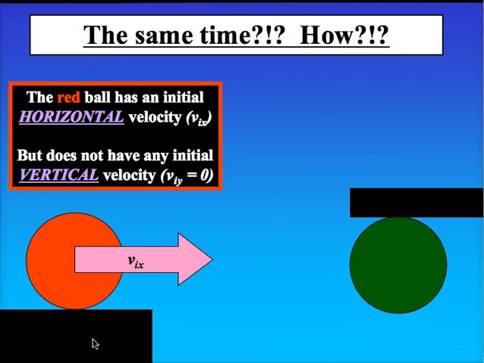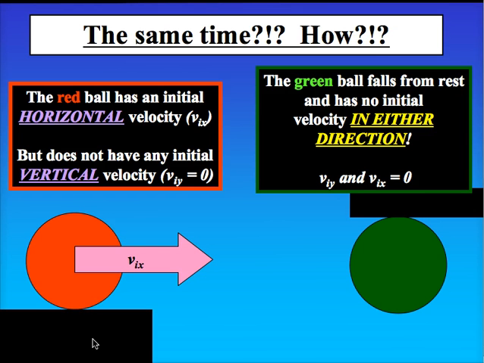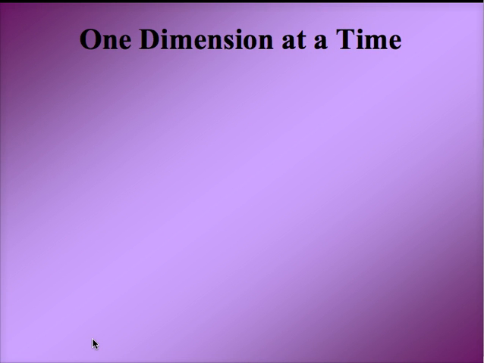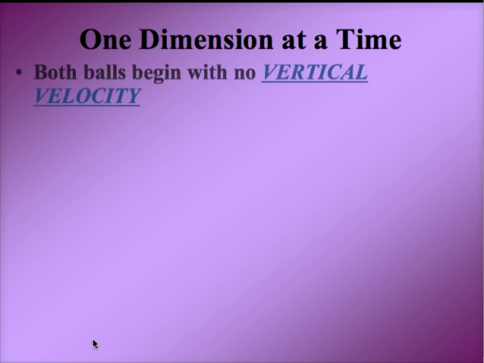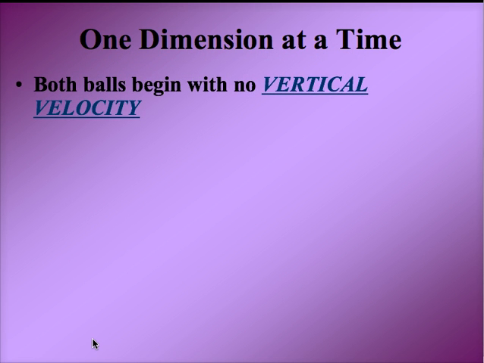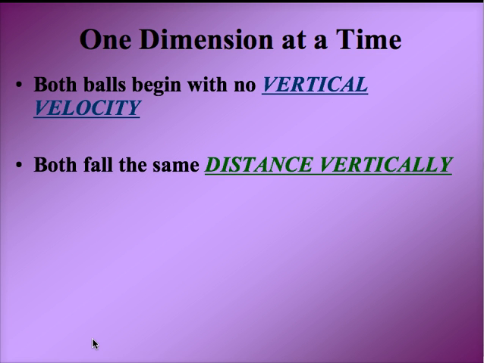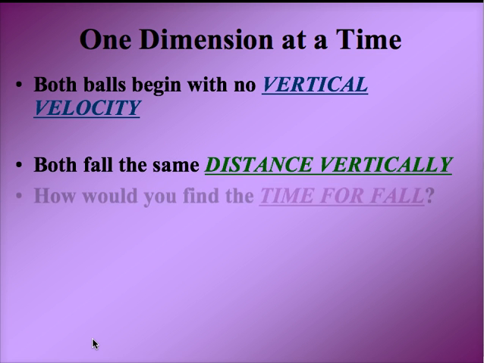The horizontal ball has some horizontal velocity, but it doesn't have vertical velocity. Green ball doesn't have velocity in either direction. It's at rest. And so V_iy and V_ix are 0. Since both have V_iy 0, the time to fall is simply dictated by the acceleration due to gravity. So we deal with these problems by handling one dimension at a time. Both balls begin with no vertical velocity. They both fall the same distance vertically.